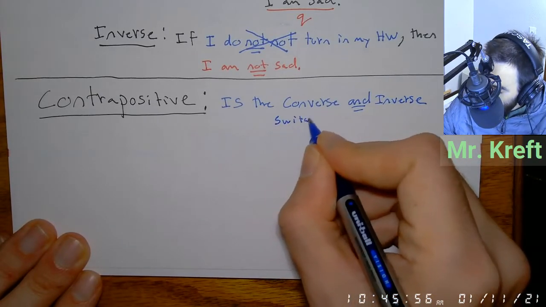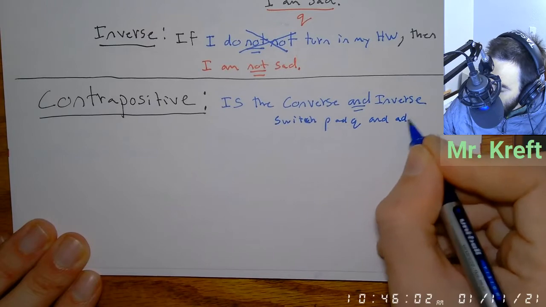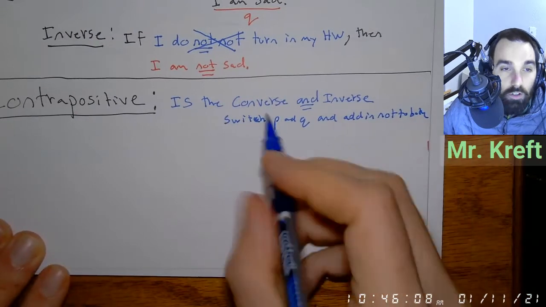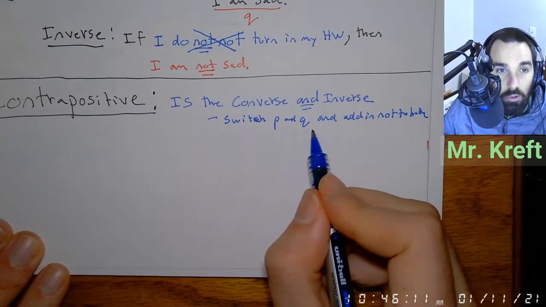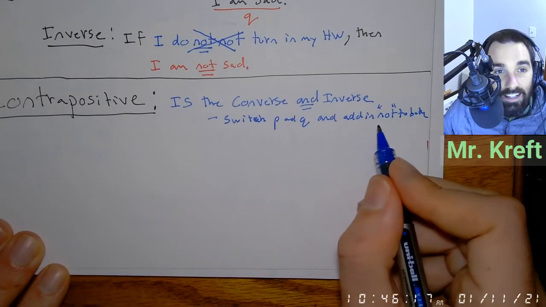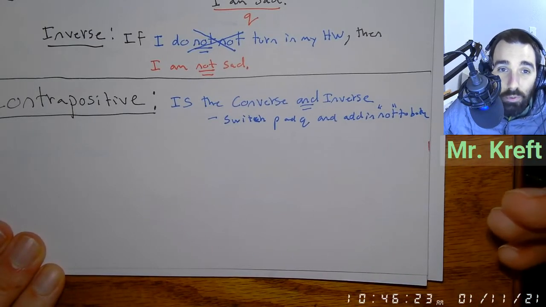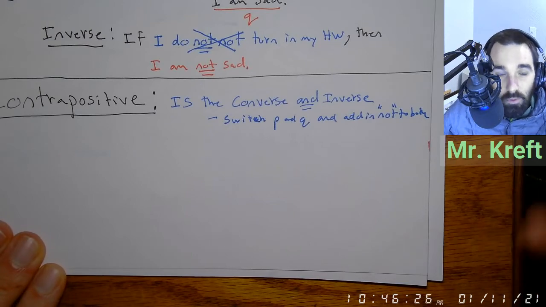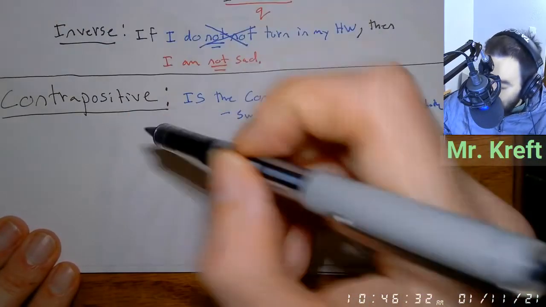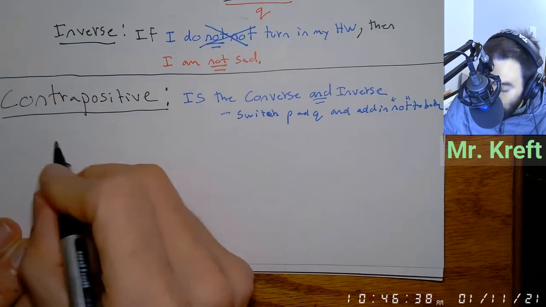So the contrapositive is the converse and inverse. So we're going to switch P and Q and add in "not" to both. And when I say add in not, if you want to be fancy in your notes, what I'm really saying is I'm doing the negation of both, right? That's the fancy word. I'm doing the negation. Okay? So a contrapositive is both the inverse and the converse. And it doesn't matter what order you do them in. You're going to do them both.